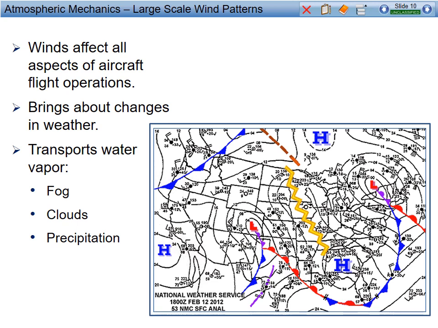Wind is going to affect all aspects of aircraft flight operations. It brings about all of the changes in weather. The wind is moving around all the different water vapor or the moisture that's in the air. So it's causing and moving the fog, the clouds, and the precipitation. This image here is a snapshot of a surface analysis chart showing high and low pressure centers and then also those major frontal boundaries.